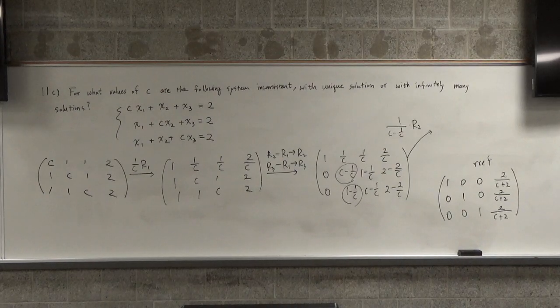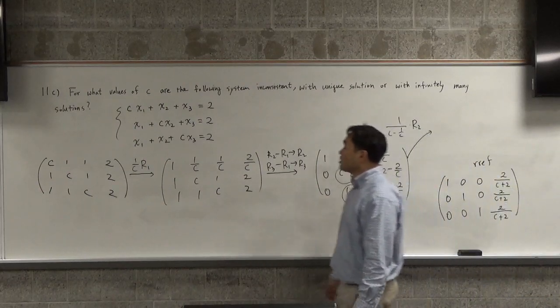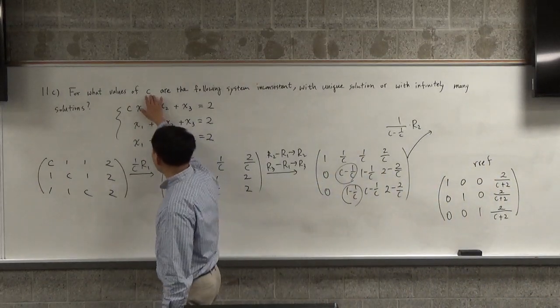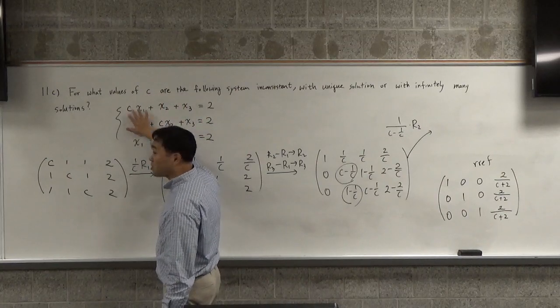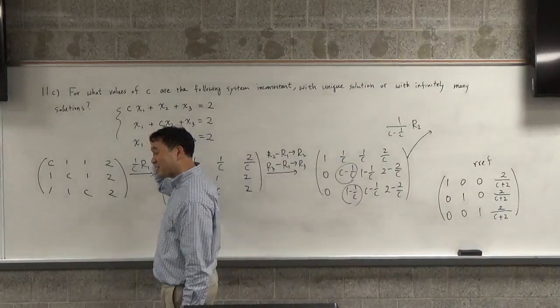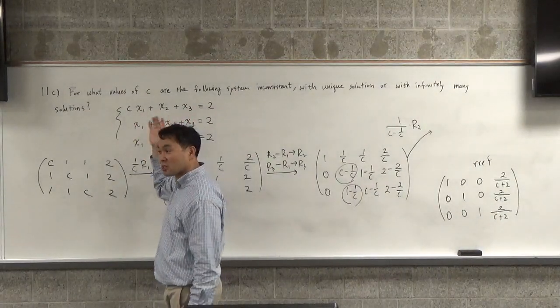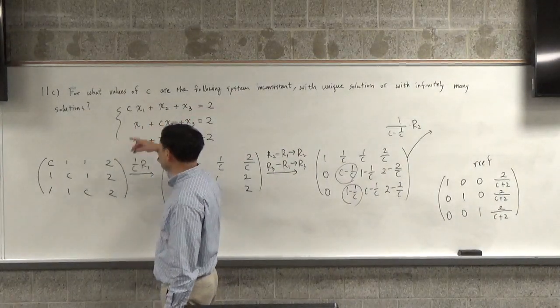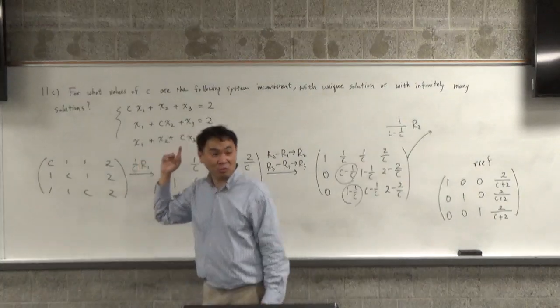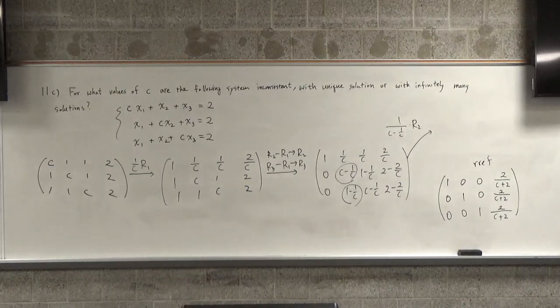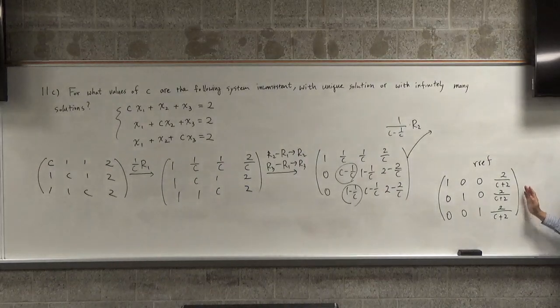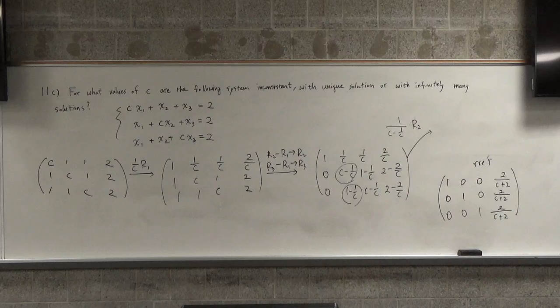But then the question was not about finding the solution. It was saying that apparently for some value of c this will have a unique solution, but for some value of c this will become inconsistent, which means there's no solution at all. For some value of c, this will have infinitely many solutions. So if you did this work and you're staring at this final outcome, you would stop and think for a minute, what does this mean?